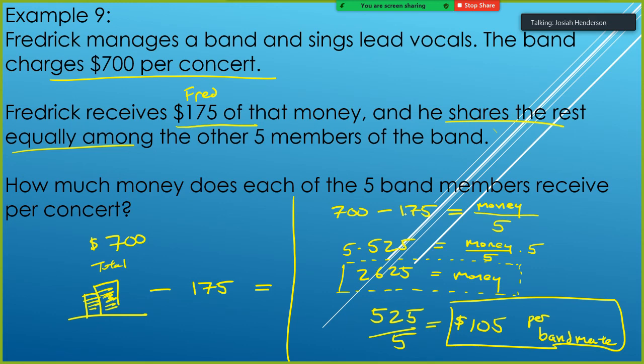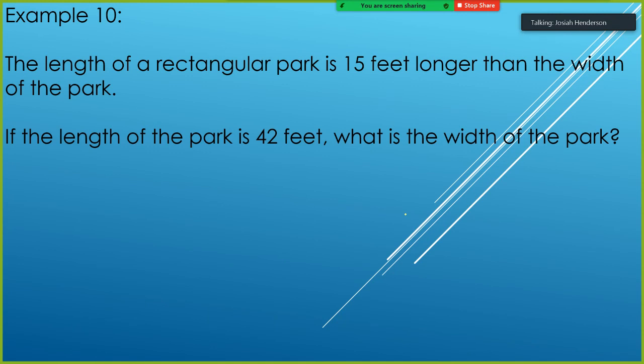Okay, let's look at the very last one. The length of a rectangular park is 15 feet longer than the width of the park. If the length of the park is 42 feet, what is the width of the park? They're talking about a rectangle. They're talking about a park outside, right? So I'm going to draw a rectangle.